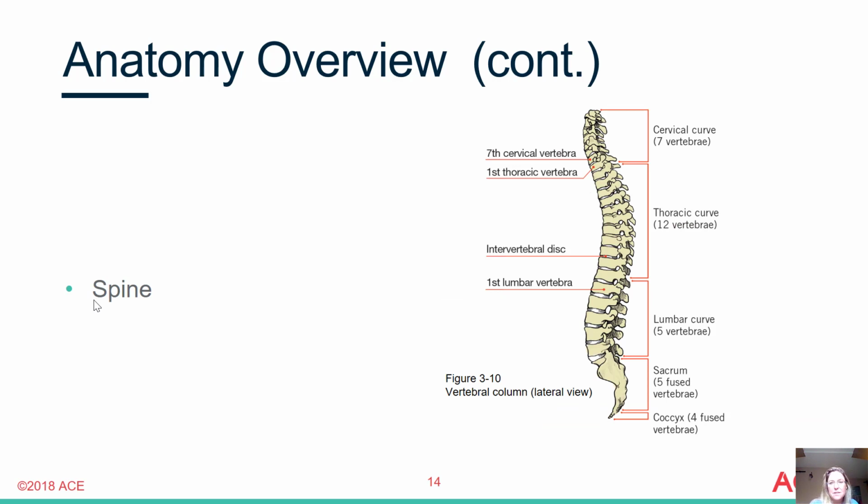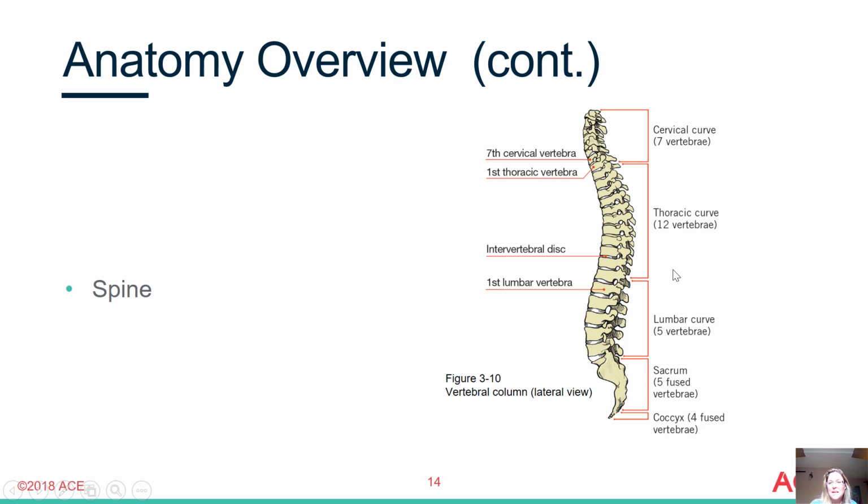Also, looking at the spine. So you can see here, the spine is comprised of cervical vertebrae, thoracic vertebrae, lumbar vertebrae, and then you have your sacrum and your coccyx. So here in your cervical vertebrae, we have 7. Thoracic vertebrae, we have 12. Lumbar, we have 5. Your sacrum is actually 5 vertebrae that are fused together, and your coccyx is actually 4 vertebrae that are fused together.